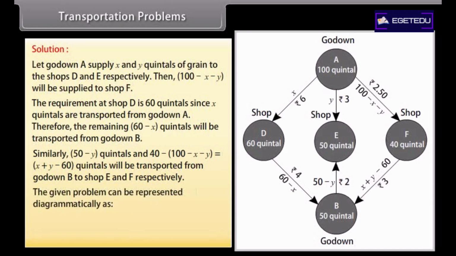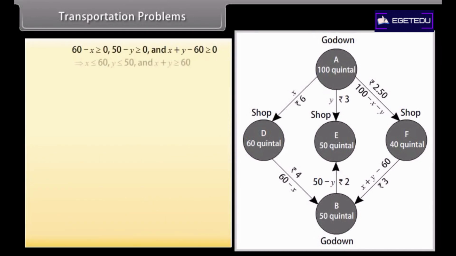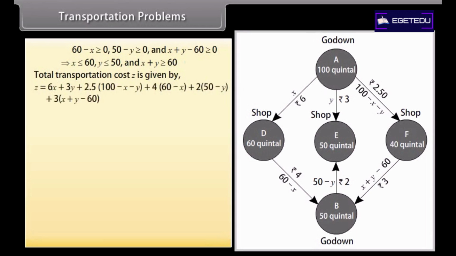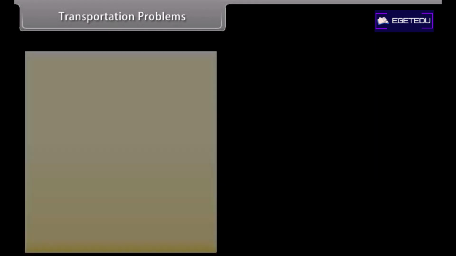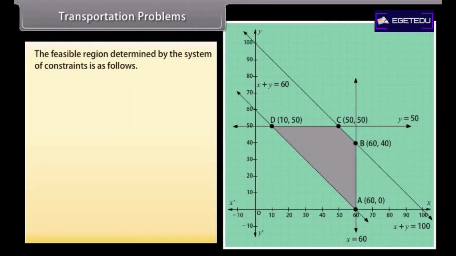The given problem can be represented diagrammatically. Total transportation cost Z is given by the following. The given problem can be formulated as: minimize Z equals 2.5x plus 1.5y plus 410. Mark it as equation 1, subject to the constraints. The feasible region determined by the system of constraints is as follows.